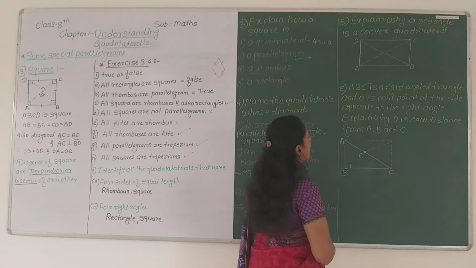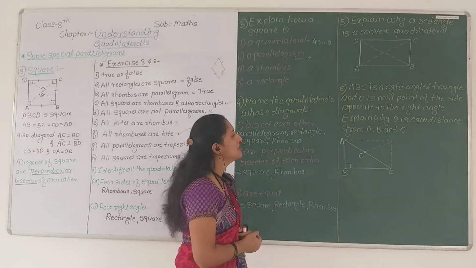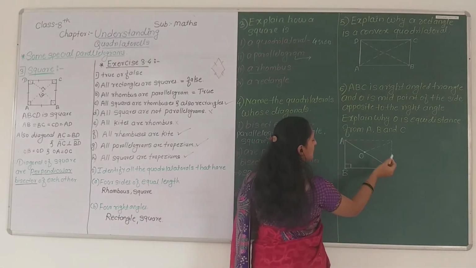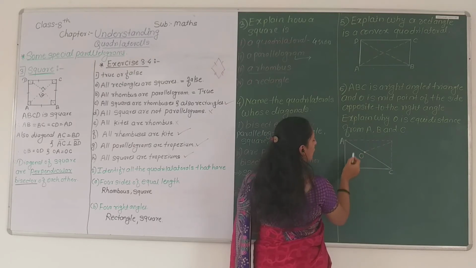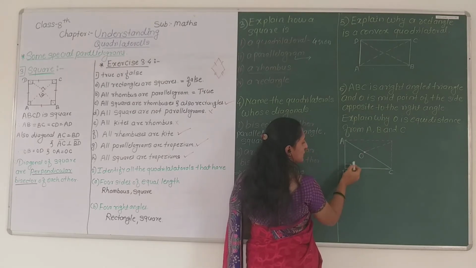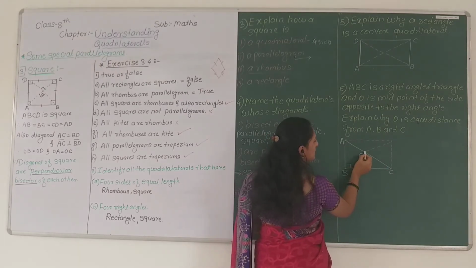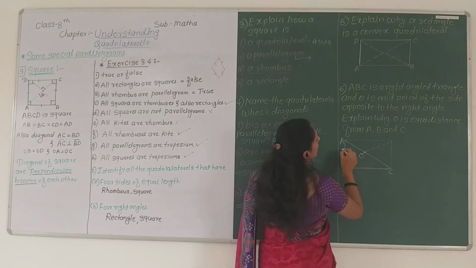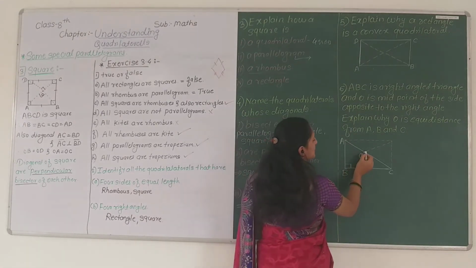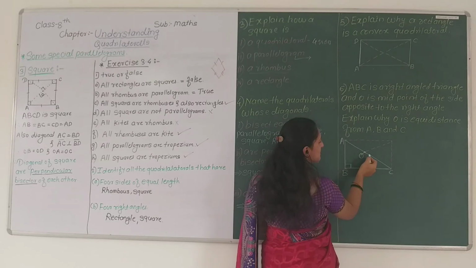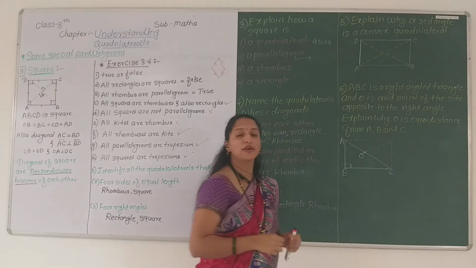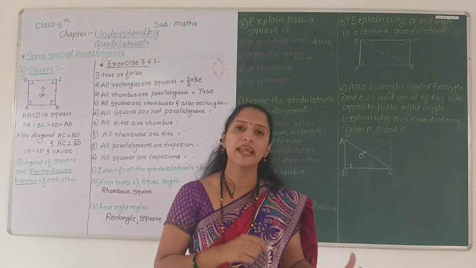ABC is a right angle triangle and O is the midpoint of the side opposite to the right angle. Opposite to the right angle, that means AC is the side and O is the midpoint of this side. Explain why O is equidistant from A, B and C. Why does the point O have the same distance from the points A, B and C?